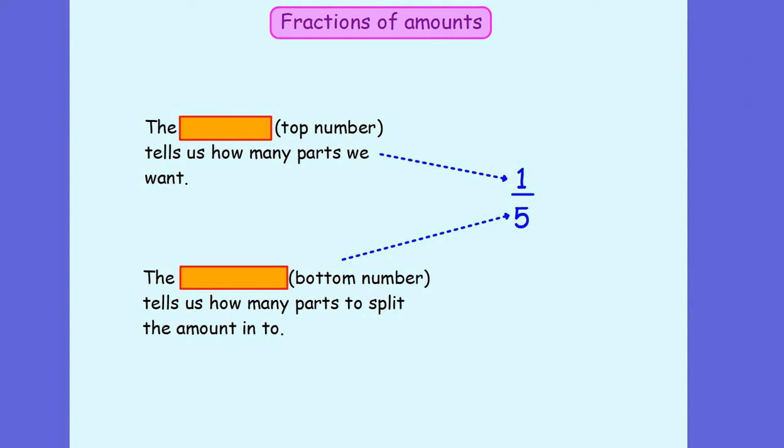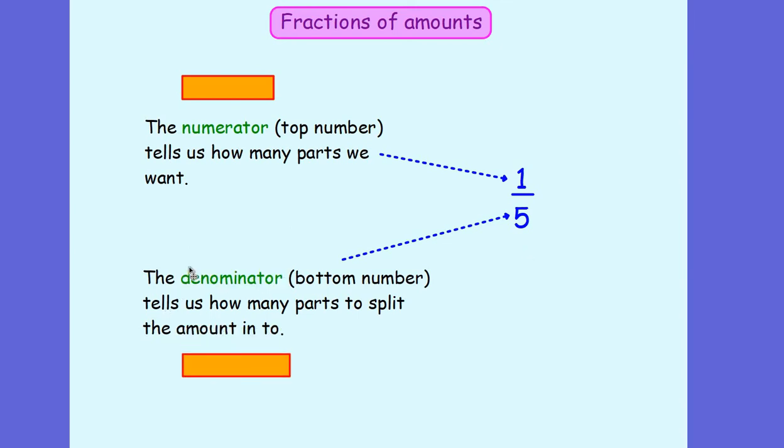So what did we learn? We know that the numerator, the top part, tells us how many parts we want within a fraction. So if I was trying to find a fifth, I want one of those parts. And what's the name for the bottom bit of the fraction, Lily? Denominator, thank you very much. So the denominator tells us how many parts we need to split that shape into. So the top one tells us how many parts we want, and the bottom part tells us how many parts altogether.